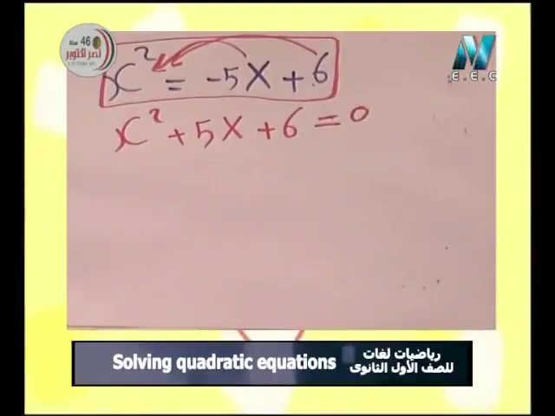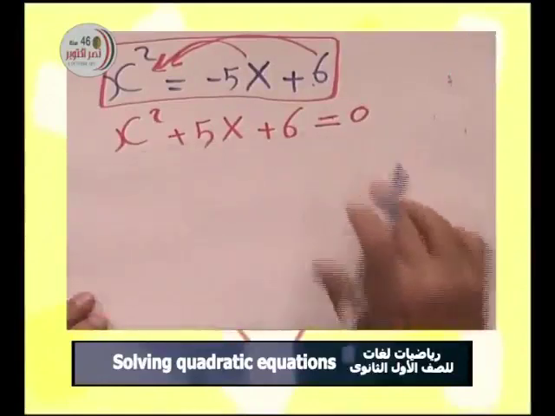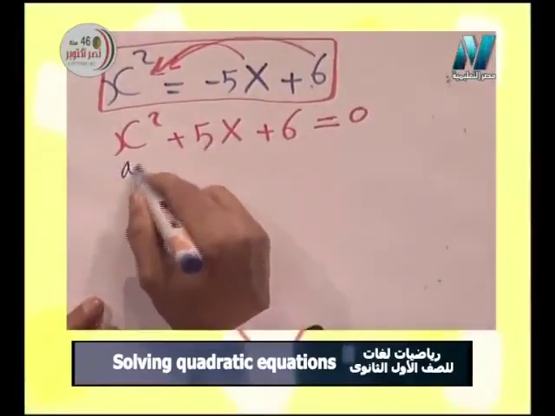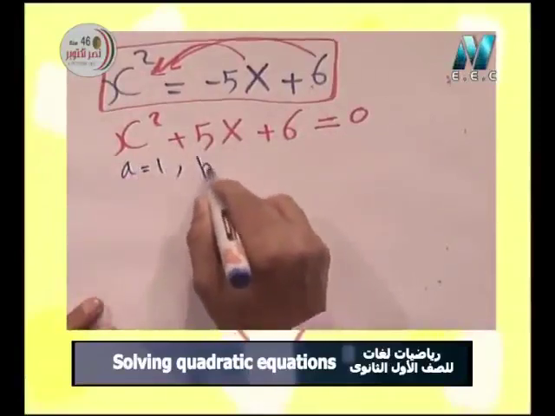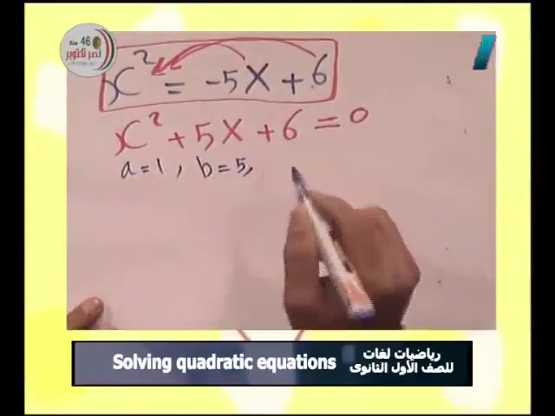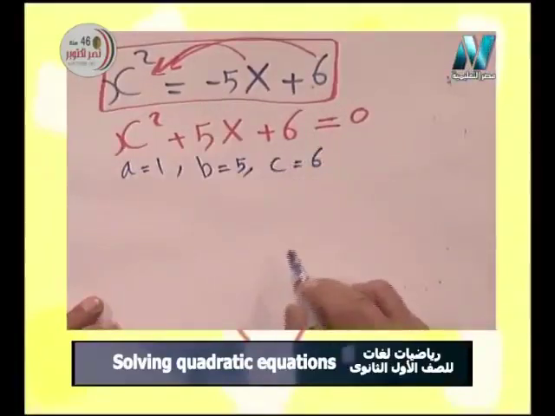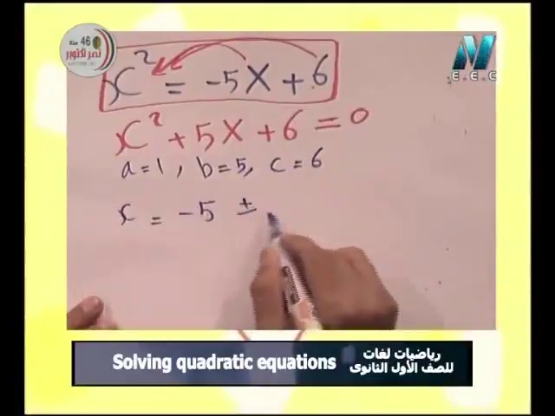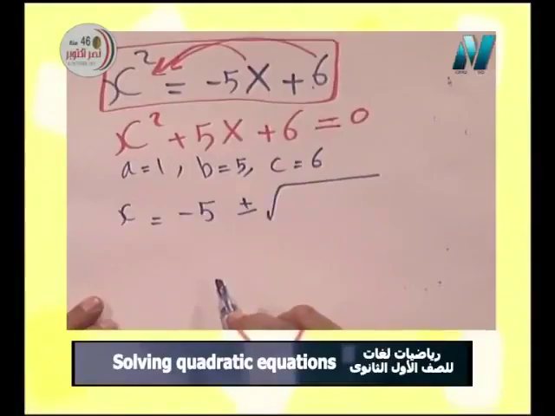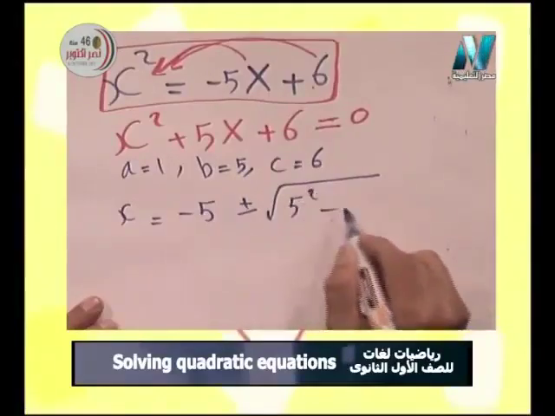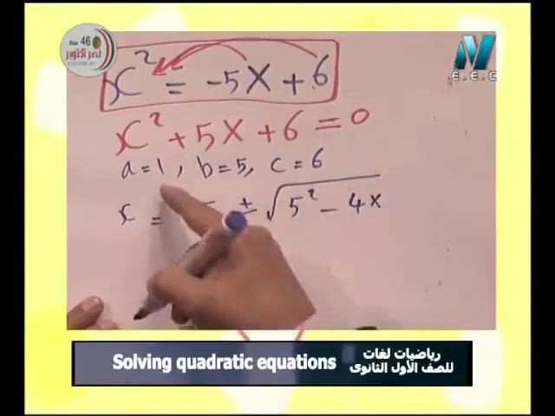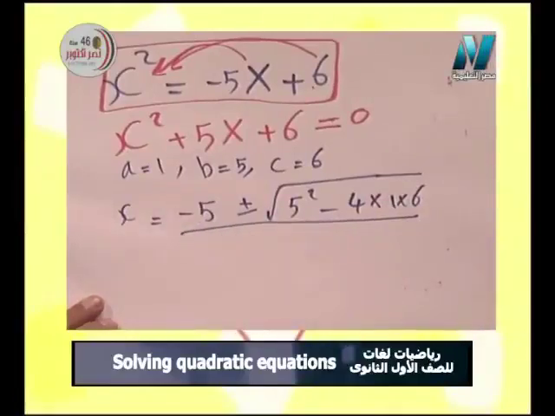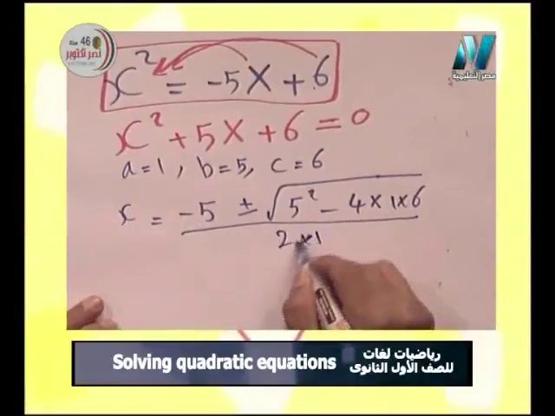Okay, we are going to solve this equation using the formula. In this equation, a will be 1, b will be 5, c equals 6. The formula equals negative b, which is negative 5, plus or minus the square root of b power 2, 5 power 2, minus 4ac, 4 times 1 times 6, over 2a, 2 multiplied by 1.